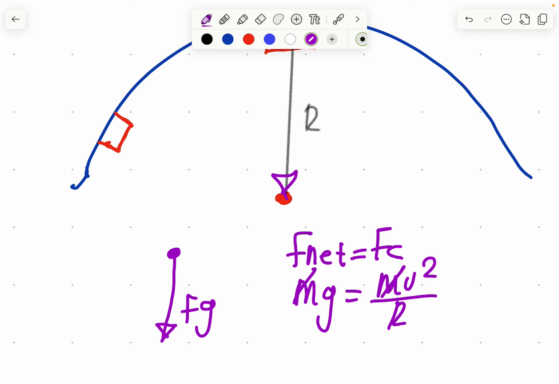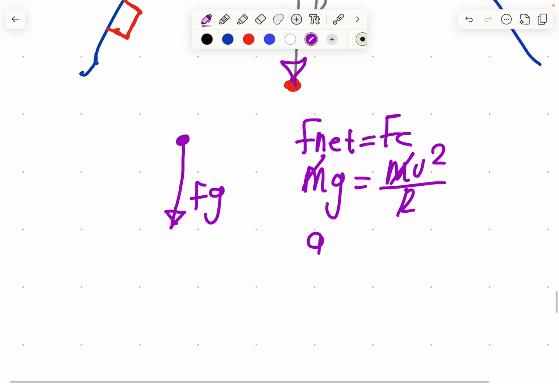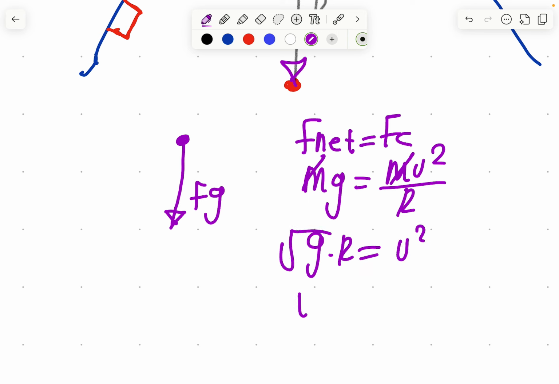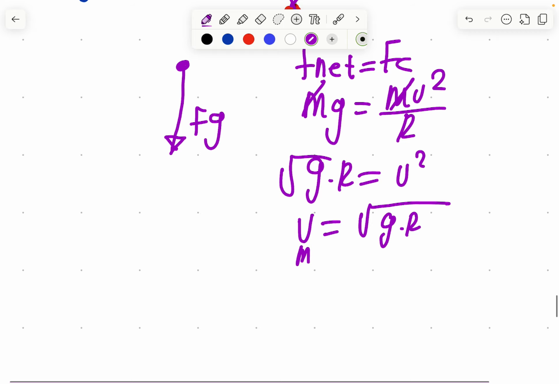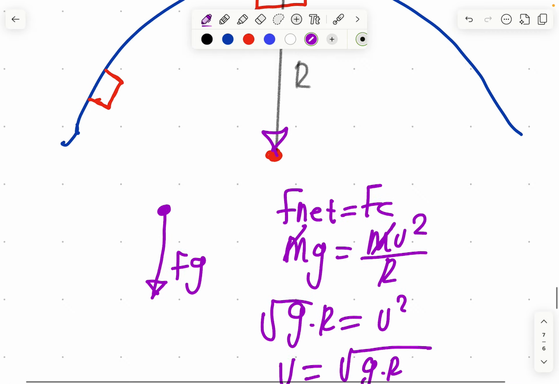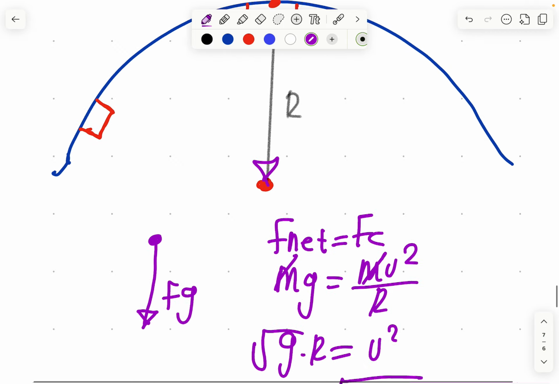The masses will cancel each other. Which means gravity times the radius equals v squared, square root. V equals the square root of gravity times the radius. This is the formula to calculate the minimum velocity that will be needed for that roller coaster not to fall. Understand?